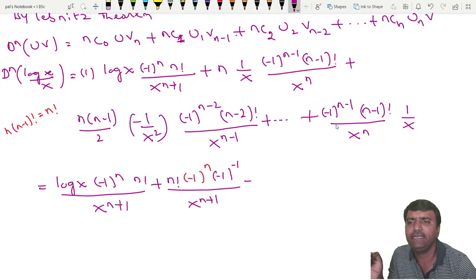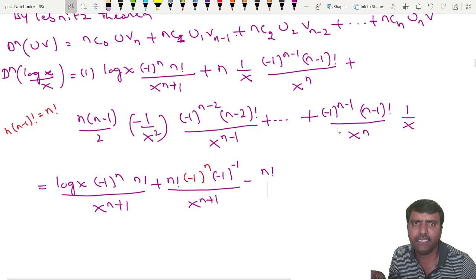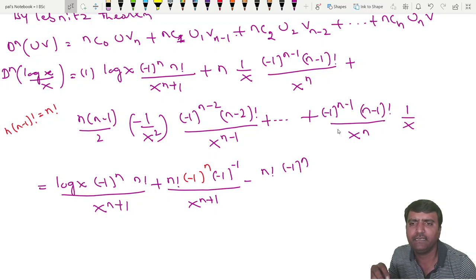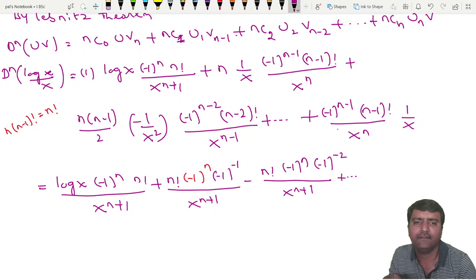And also you see that n into n minus 1 into n minus 2 factorial can be written as n factorial. n factorial into minus 1 to the power n, and minus 1 to the power n minus 2 can be written as minus 1 to the power of n into minus 1 to the power minus 2. This divided by x to the power n minus 1 into x to the power 2, if we add these, it gives x to the power n plus 1, and so on.